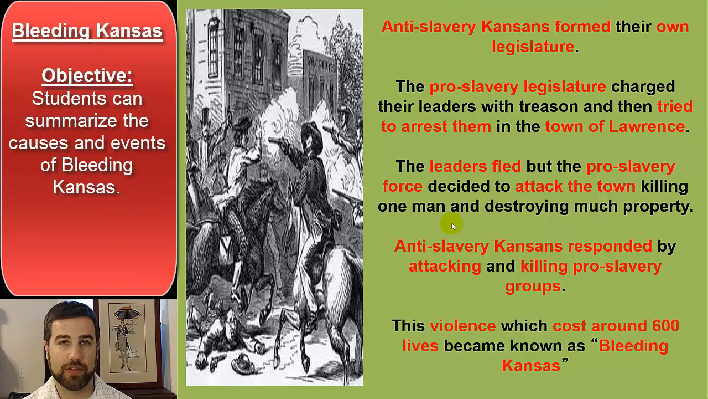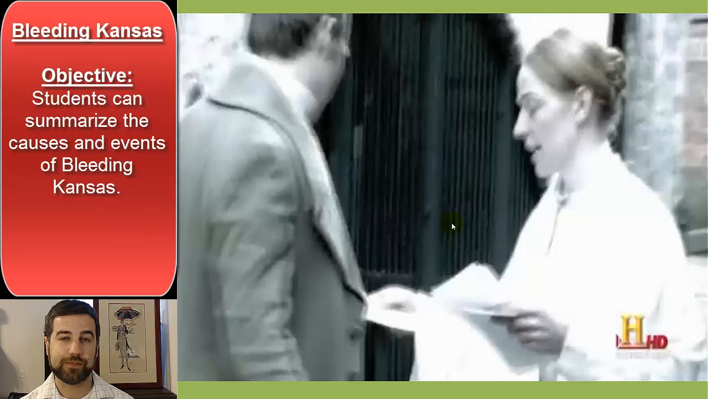And so over the next few years in Kansas, we're going to have around 600 people killed on both sides. And so we call this time period in Kansas Bleeding Kansas, because literally people are being killed. There's blood everywhere. So let's go ahead and watch this video here about Bleeding Kansas.